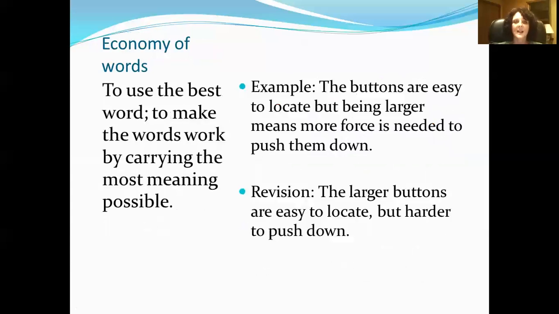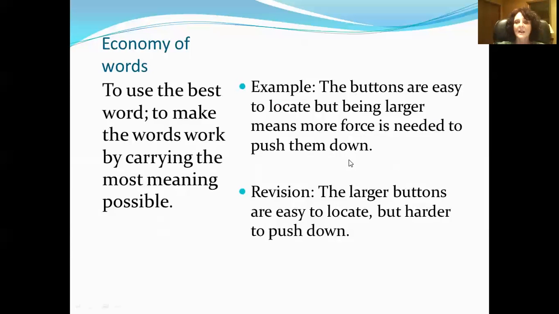Some of you will notice that I made reference to the economy of words in your editing marks. What I mean by that is to select the best word or perhaps to rewrite the sentences so that there's better flow within that sentence. So for example, and this is actually from the homework assignment, the buttons are easy to locate, but being larger means more force is needed to push them down.